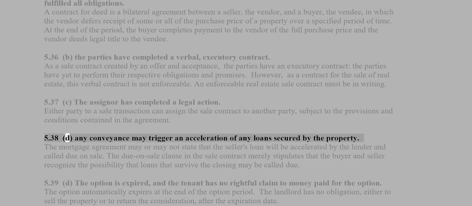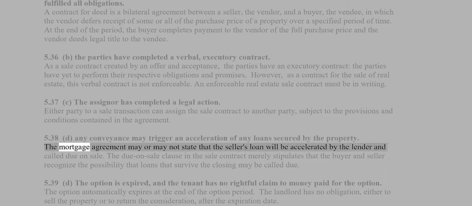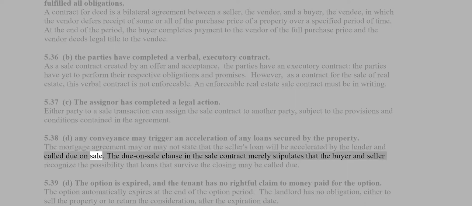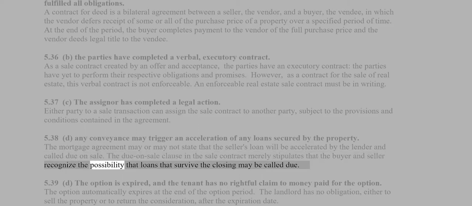5.38 D. Any conveyance may trigger an acceleration of any loan secured by the property. The mortgage agreement may or may not state that the seller's loan will be accelerated by the lender and called due on sale. The due on sale clause in the sale contract merely stipulates that the buyer and seller recognize the possibility that loans that survive the closing may be called due.